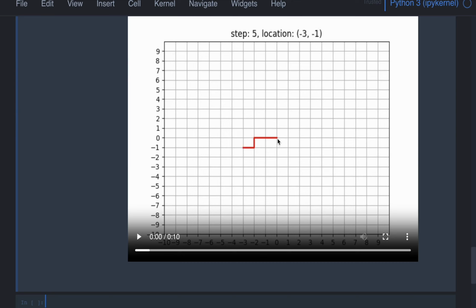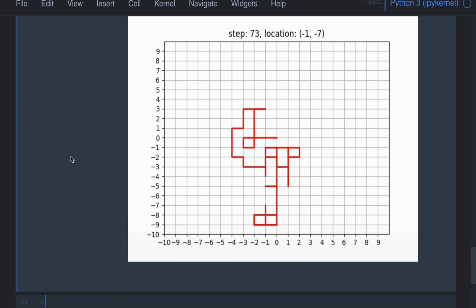The person has started here. Step 1, he moved in this direction. Step 2, here to the left, and in step 3, the person moved to the bottom. Step 4, the person moved to the left, right? So it goes like this. Here you can see the step number and the latest coordinate. So this is how the person is moving in time.